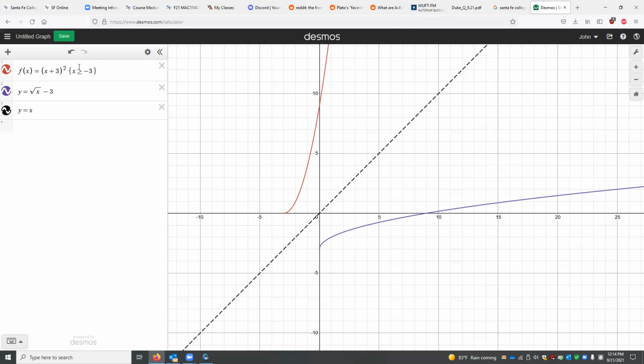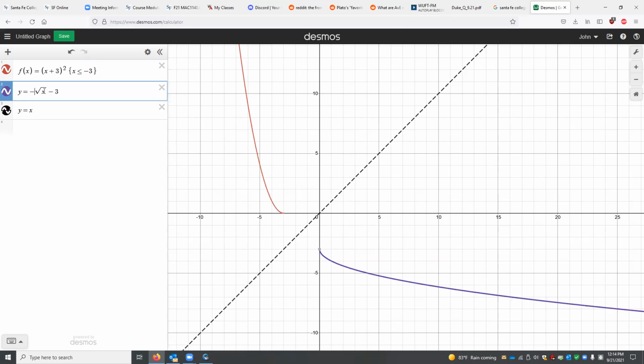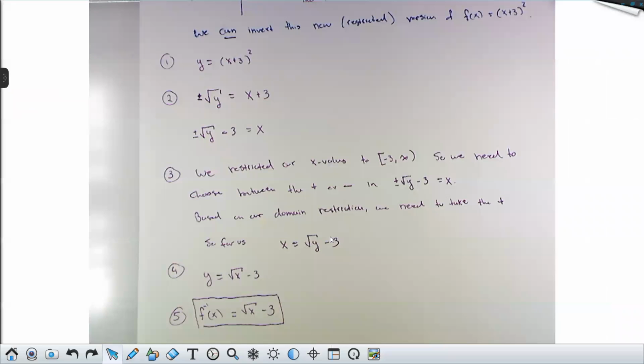If we had gone with the other restriction, then I could have taken the other sign on the square root for my inverse. And again, you see that symmetry. So this is your procedure for finding inverses. I know we are just about out of time, but there's one more thing I need to share with you before I let you go, and it's a very important theorem.